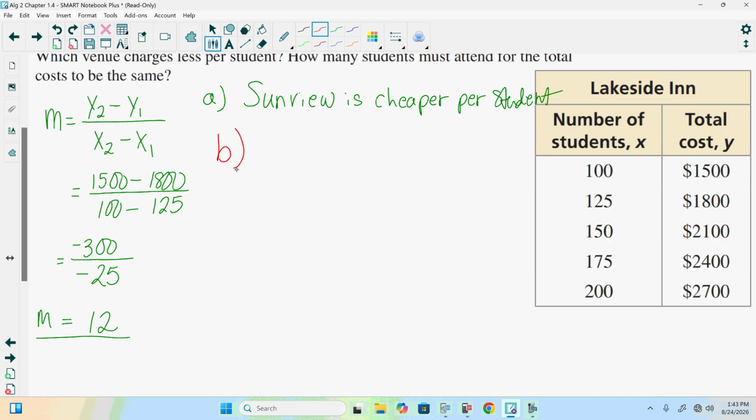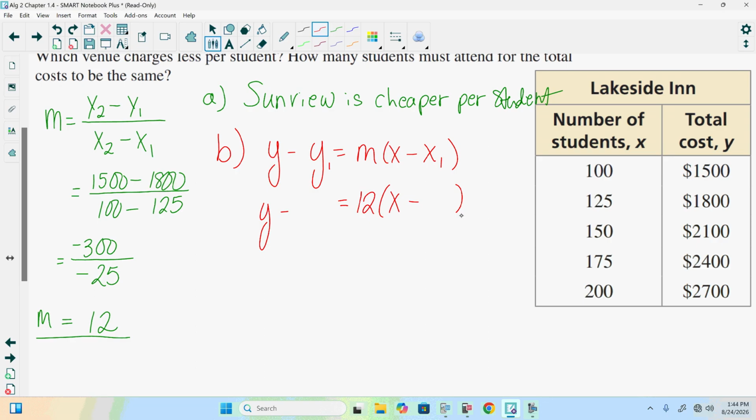The second part is how many students must attend for the total cost to be the same. Now, we could try the guess and check method, plugging values in and seeing when they get to be the same, or we can find the equation of the line for Lakeside Inn and compare those 2 equations to each other, set them equal. We have to use point slope because they did not give us the y-intercept. Now we do know that the slope is 12, so we'll plug it in for m.